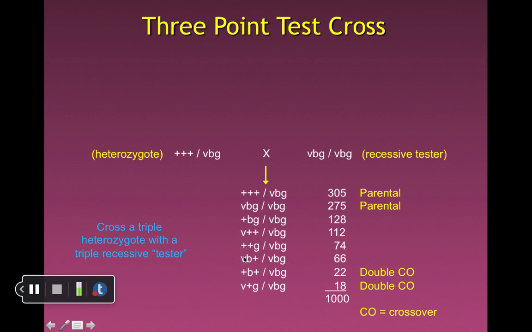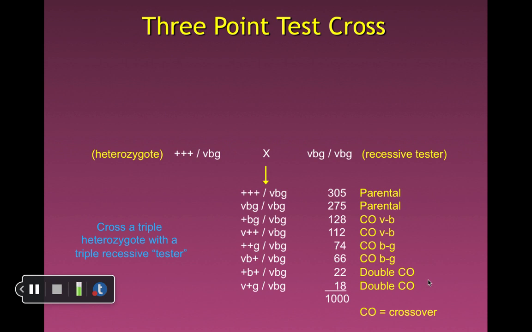By the same logic, genotypes 5 and 6 represent crossovers between the B and the G alleles. So now we've identified what every genotype represents. We've got our 2 parentals. These 2 are crossovers between V and B. The next 2 are crossovers between B and G. Then, of course, the bottom 2 represent our double crossovers. Now we have all the information we need.